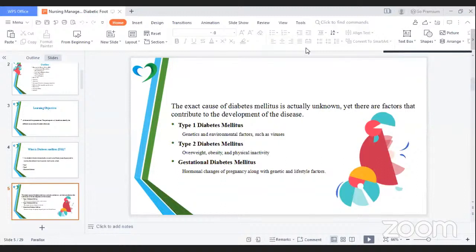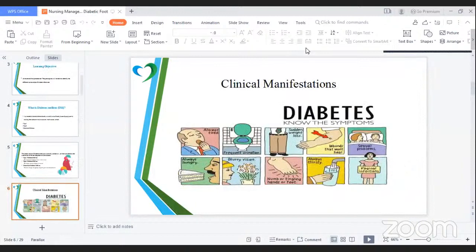Type 2 diabetes is almost always related to lifestyle, overweight, obesity, and physical inactivity. Gestational diabetes is related to hormonal changes in pregnancy along with lifestyle. The clinical manifestations of diabetes are tiredness, frequent urination, thirst, sudden loss of weight, always being hungry, vaginal infection, sexual problems, and delay in wound healing.